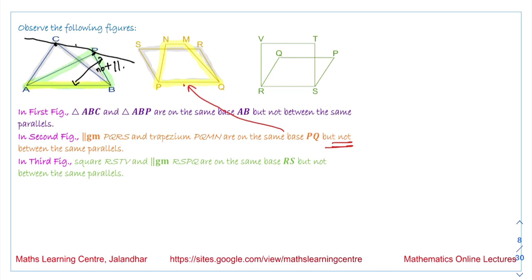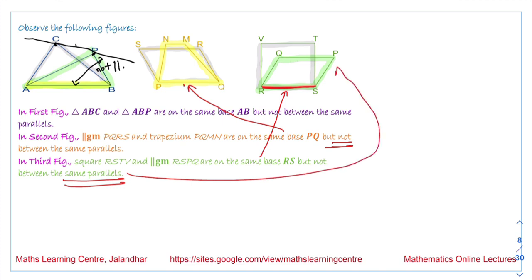Next, we are talking about one which is the square RSTV, and second we are talking about RSPQ. So RSTV is a square and RSPQ is a parallelogram. We are saying both of these lie on the same base RS, but they are not between the same parallels.